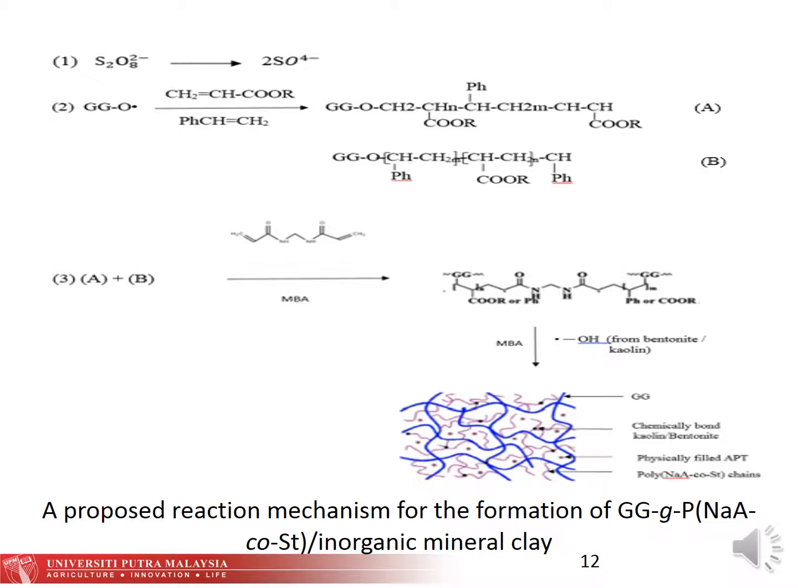There are two types of SAPs produced in this project. They are guar gum graft polysodium acrylate co-styrene kaolin, and guar gum graft polysodium acrylate co-styrene bentonite.